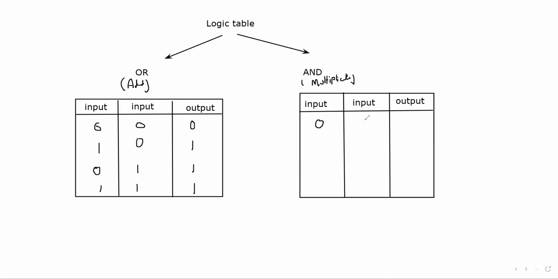If it is 0 and 0, 0 multiplied by 0, it will be 0. 1, 0, what will be the output? The product, 0 multiplied by 1, what's the answer? That is also 0. And 1 and 1, so 1 multiplied by 1 is equal to 1.